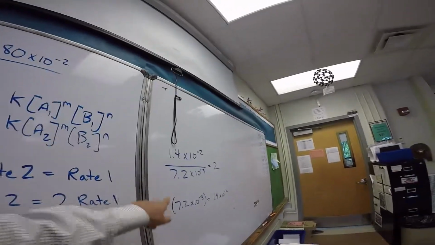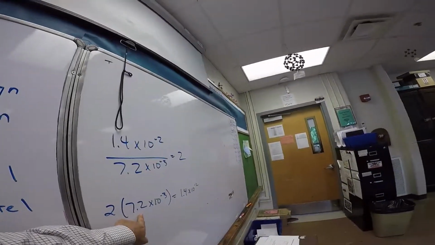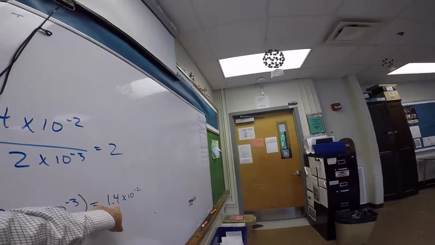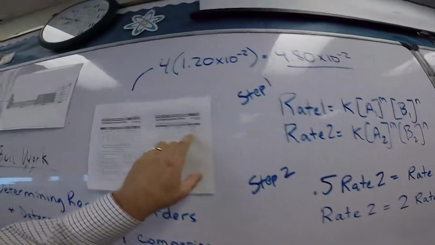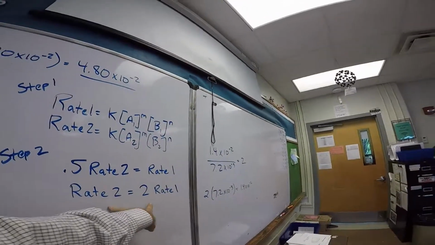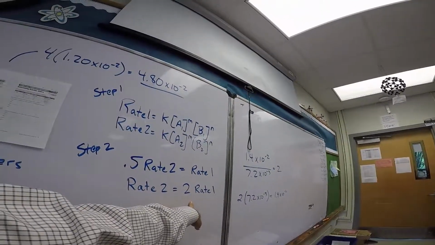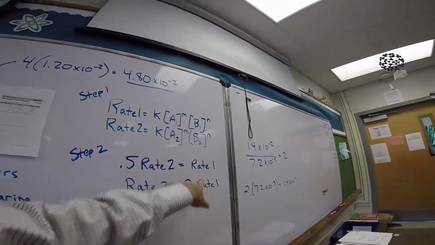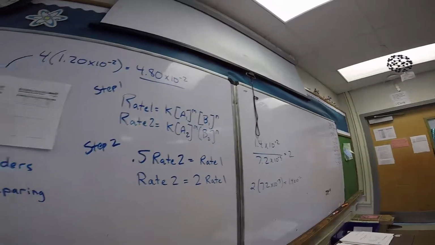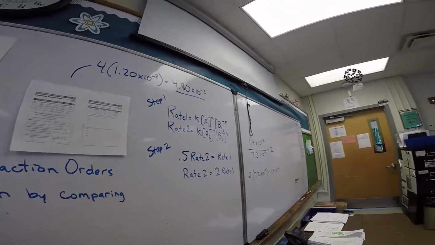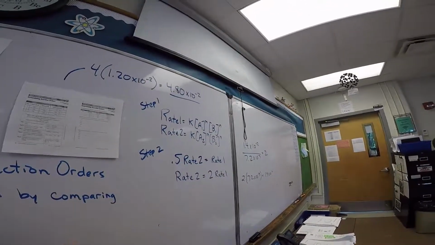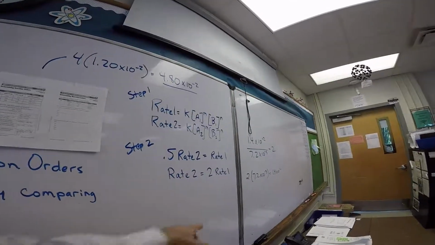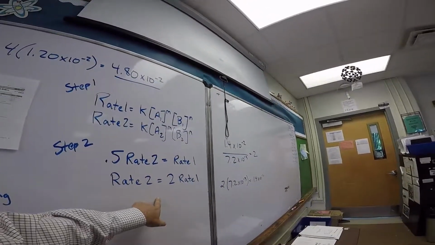If 7.2 is your first rate, and you multiply it times 2, you get your second rate, the 1.4 times 10 to the negative 2. So what we're trying to do is to figure out how we can make these equal. You can do it either way. You can do 0.5 times rate 2 equals rate 1, or you can do rate 2 equals 2 of rate 1. There's more than one way to do this. So some people like to try it different ways. I'm just trying to show you the goal is to get them equal.